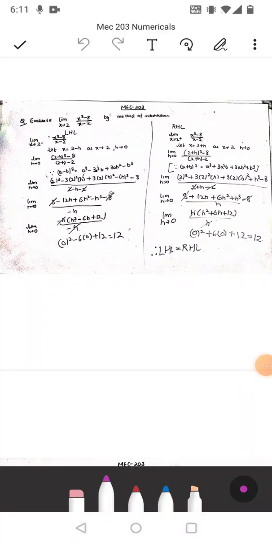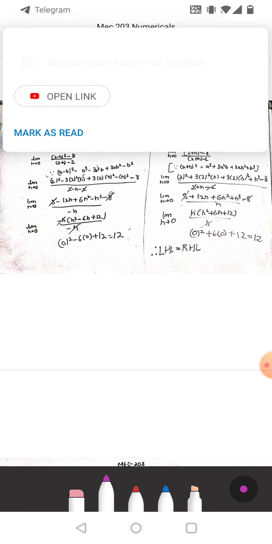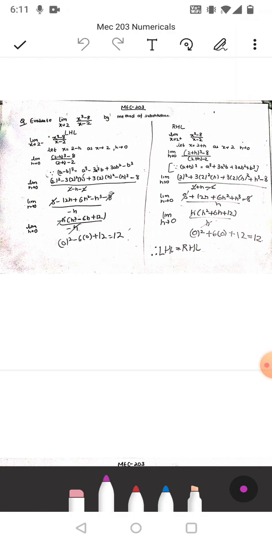Today we'll discuss MEC-203 numericals. So the first question is: evaluate limit x tends to 2 of (x cube minus 8) divided by (x minus 2) by method of substitution. So we have taken left hand limit and right hand limit. We can solve by any of which.